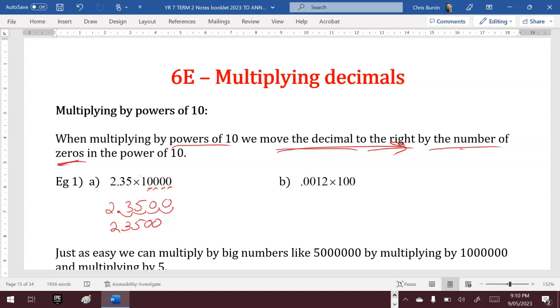And if we take something like this, here's our decimal point, 0.0012 times 100. Well, we're going to take the number of zeros, 1 and 2, and we're going to move 2 places, which gives us 0.12. We do not need a calculator to do this.